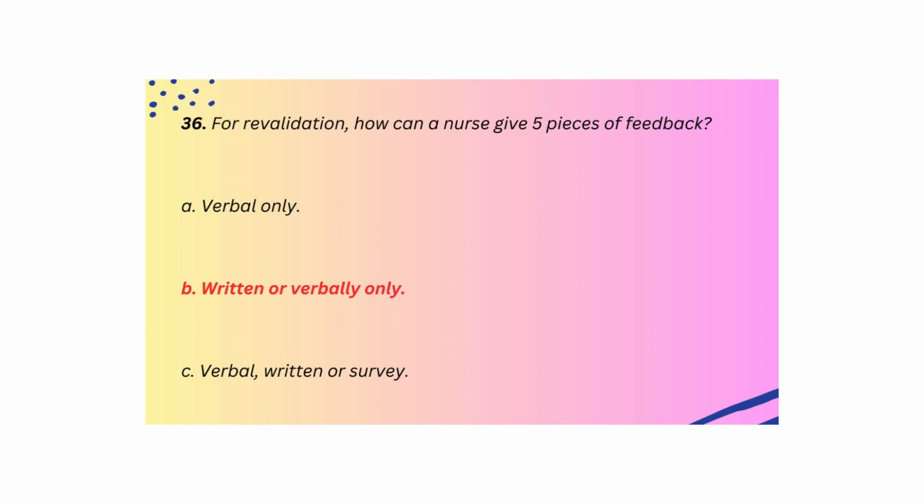Q36. For revalidation, how can a nurse give 5 pieces of feedback? A. Verbal only. B. Written or verbally only. C. Verbal, written or survey.